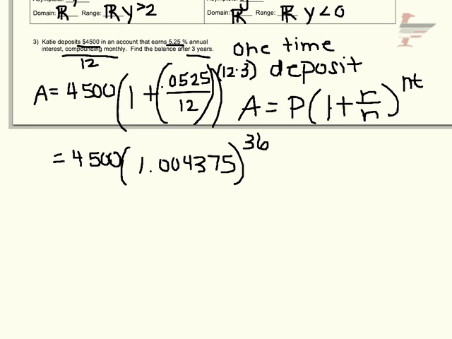Do not round anything until the very, very last step. When you're writing it down, it's fine, but don't round your final answer to the end. And then I'm going to raise that to the 36th power, and then, last but not least, multiply by 4,500. And you should get $5,265.80, and that makes sense.